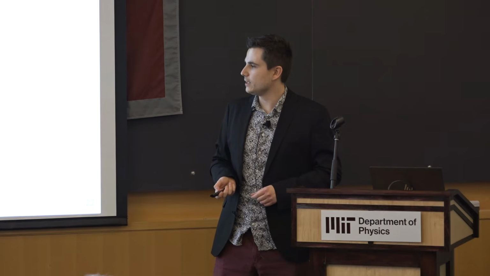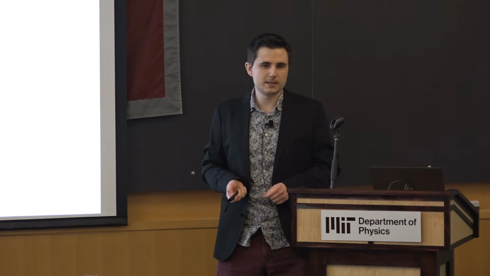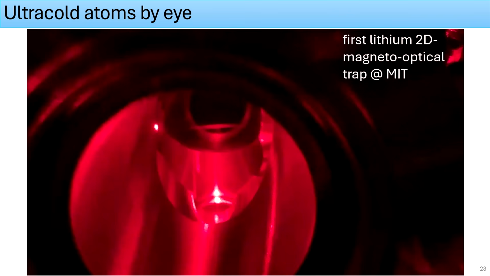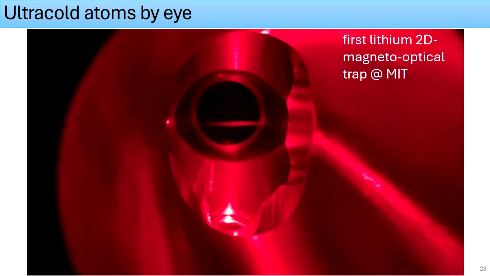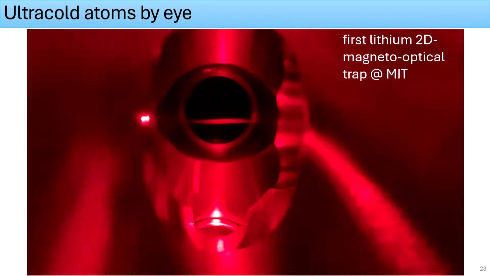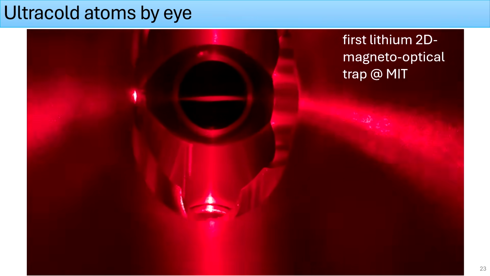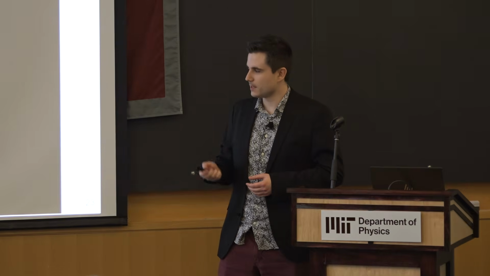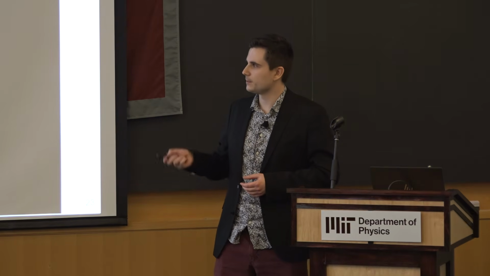Now, if we take this machine and combine it with cooling and trapping lasers, we can actually trap atoms. So this is how the system looks in full action at the moment. And if you zoom in here in the middle, you see this interesting stripe. If we look into this viewport, you see actually the first lithium 2D MOT that we realized at MIT. This bright stripe here are actually cold atoms. They have a temperature of about 100 microkelvin. And we can just trap them in the system and use them as a reservoir that loads the optical tweezers.